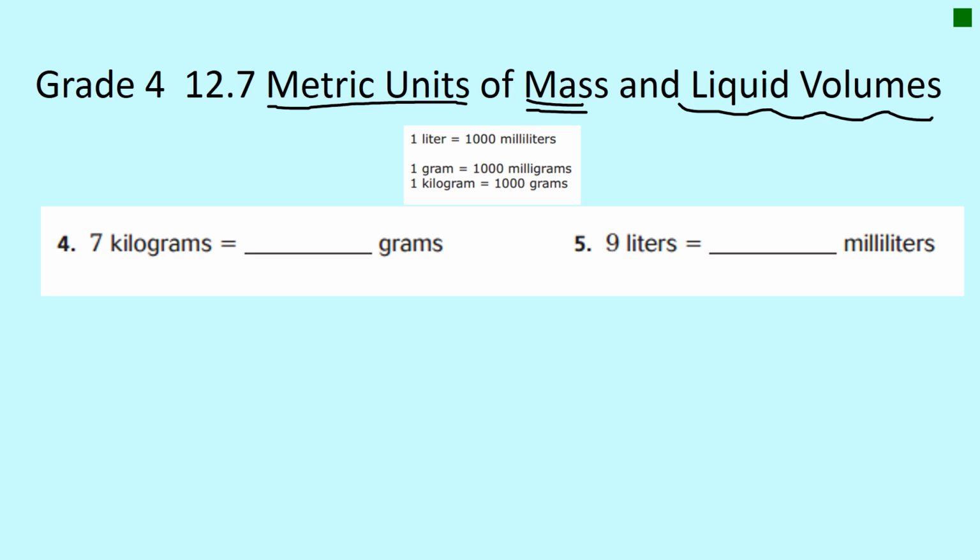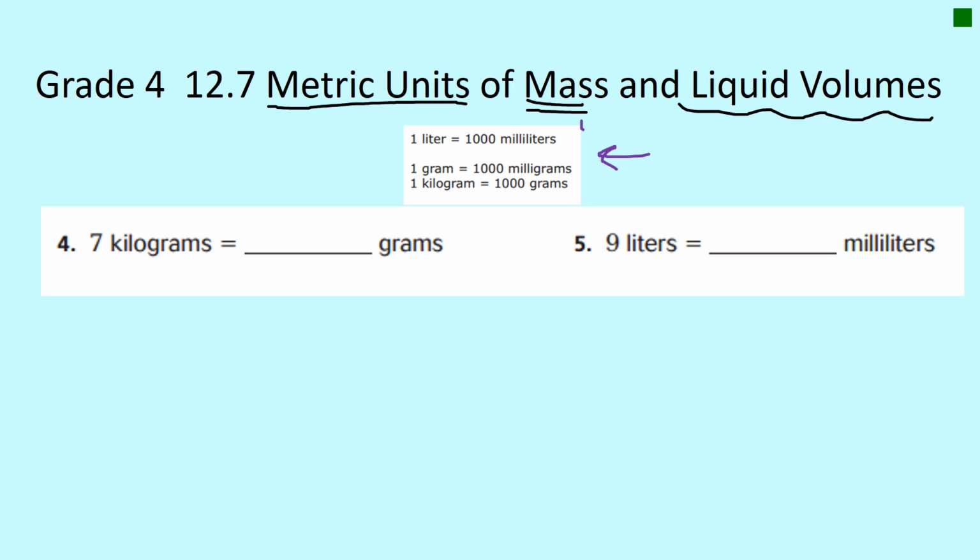So we're going to talk about metric units, and once again, we have our handy conversion chart, which you will always have available to you for homework, classwork, quizzes, tests, whatever you're working on. All right, so for number 4 and 5, the directions say, once again, complete. These directions really, come on, people. Okay, so number 4, 7 kilograms equals how many grams? Okay, guys, so 7 kilograms equals blank grams.